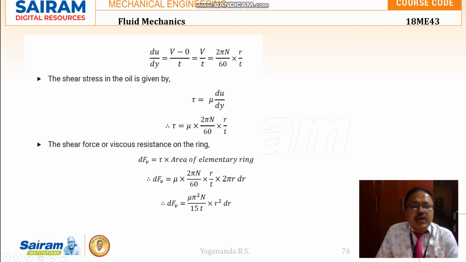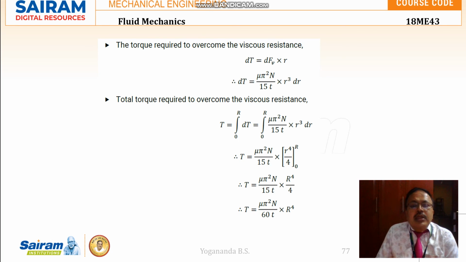Shear force is now shear stress multiplied by the area of the elementary ring. The area of the elementary ring is circumference into thickness, so circumference is 2 pi r into dr. We get the shear force equation here. Now the torque required to overcome the viscous resistance, dT, is equal to force into distance of the elementary ring from the bearing axis, that is r.